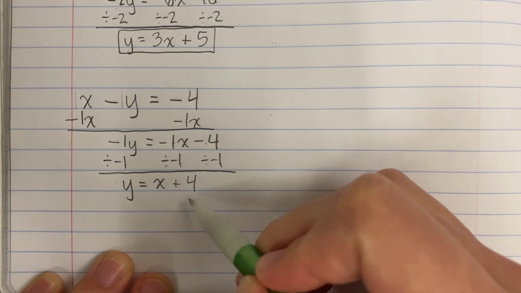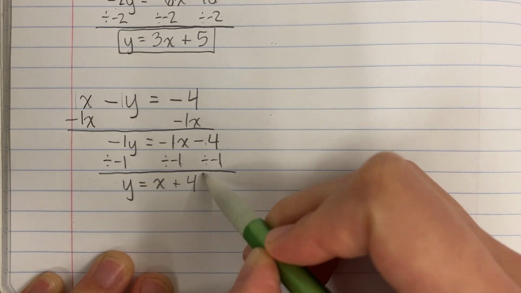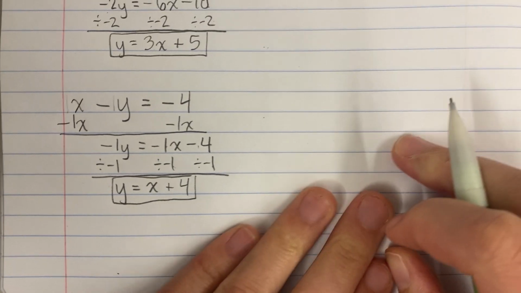I would start my graph at 4, and then I would rise 1, run 1, right? That invisible 1 is my slope, okay? And here's your problem to try.